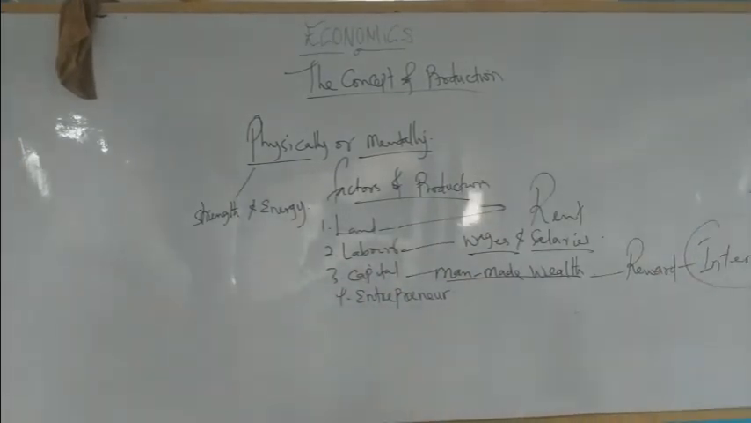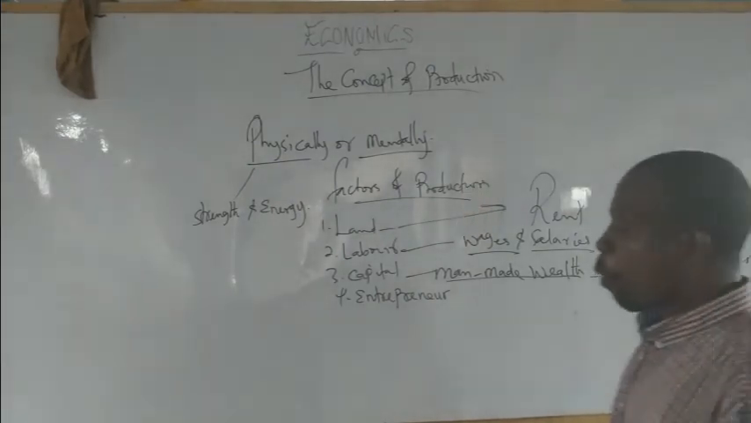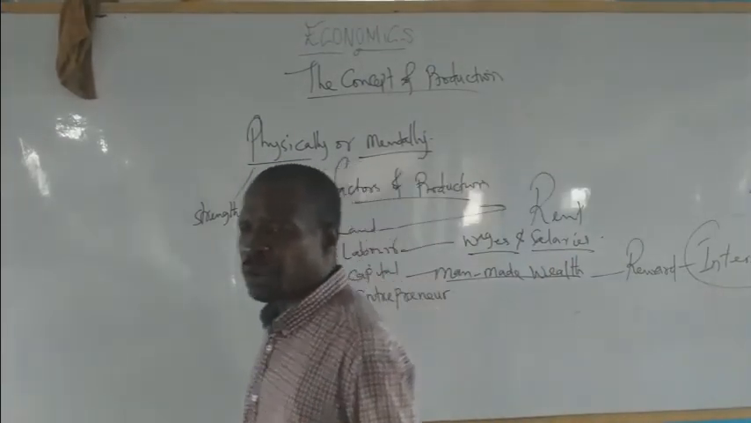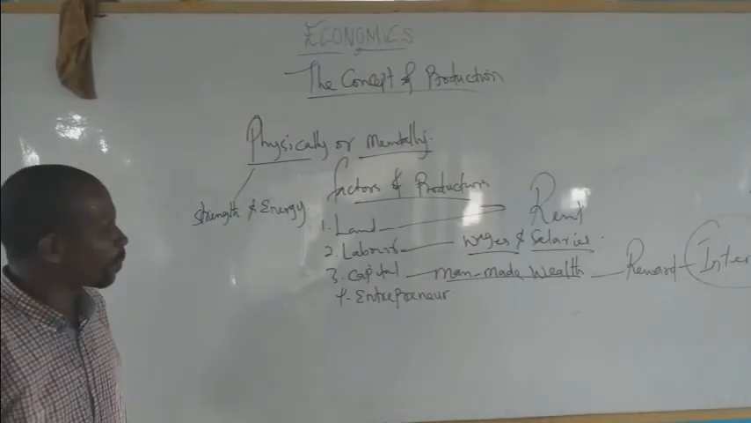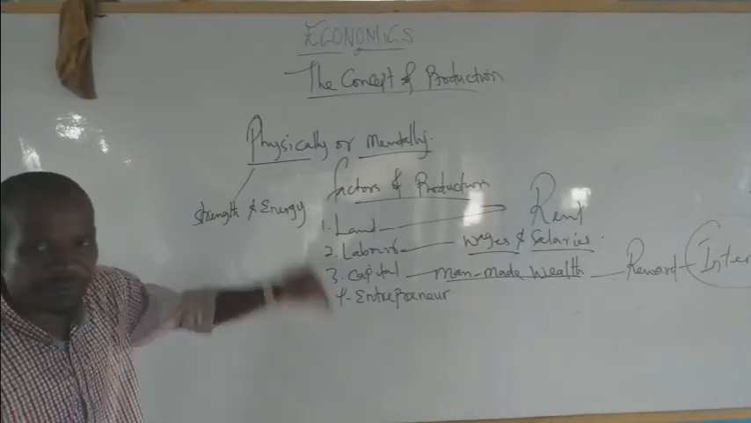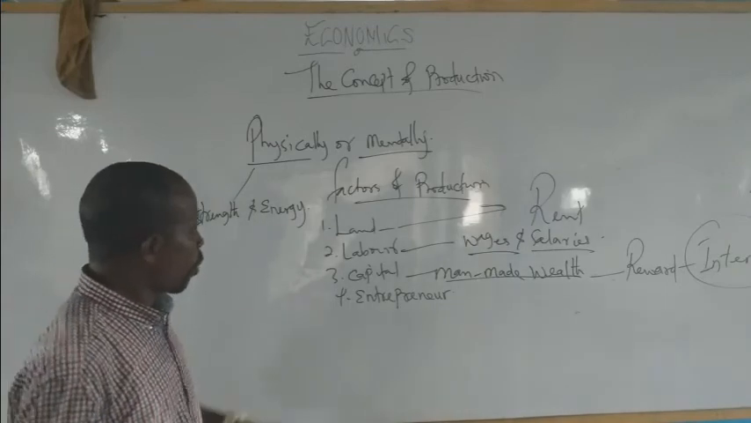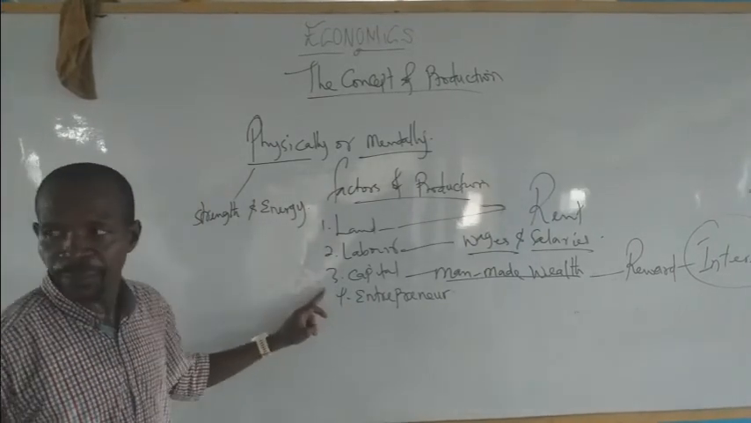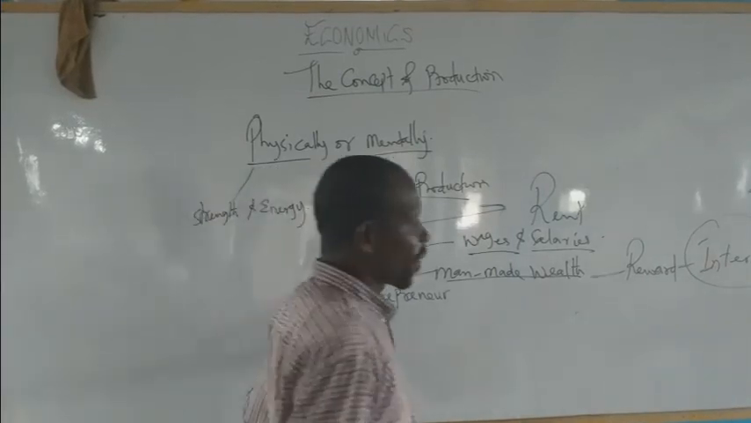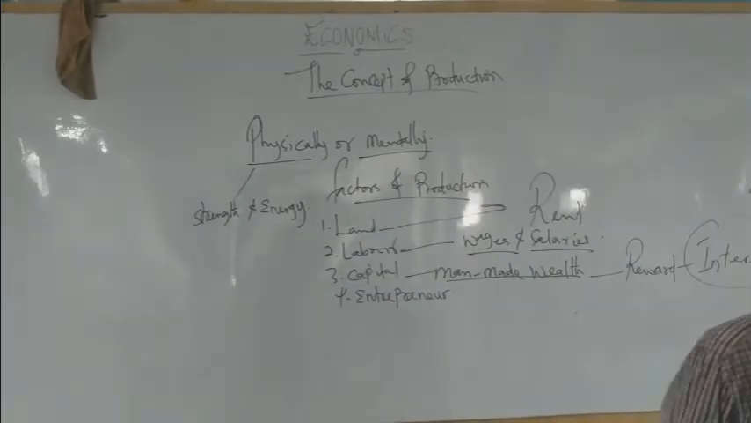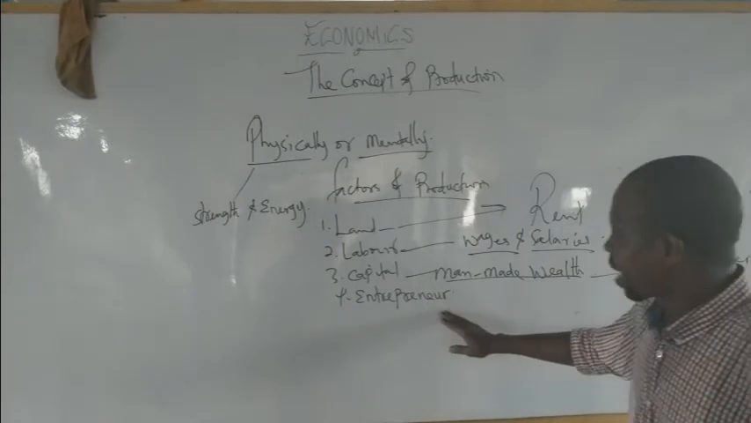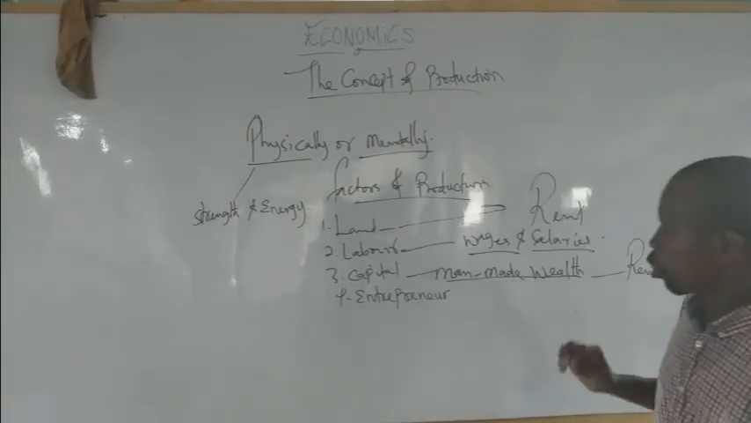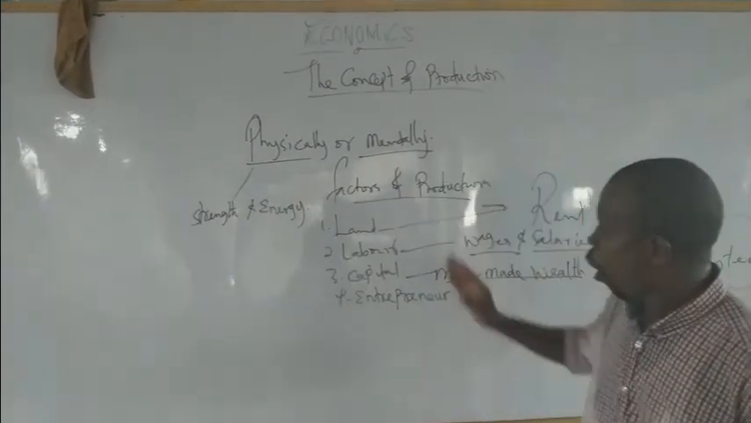This factor of production is said to be the most important factor of production. Why is it the most important factor of production? Because the entrepreneur is an individual or a person who coordinates all other factors of production. Without this man here, these other three factors will be rendered useless. So the entrepreneur is said to be the most important factor of production because it coordinates all other factors of production.